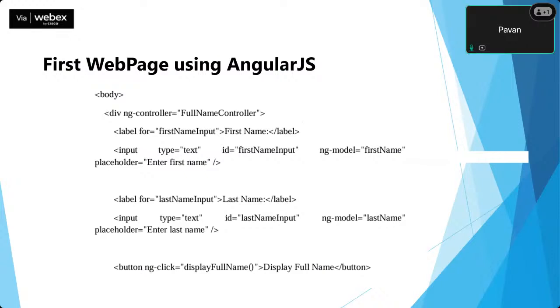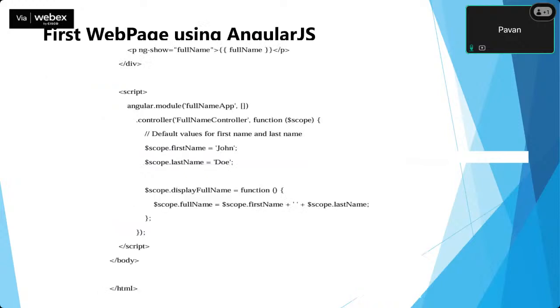After that, what will be present inside the button is display full name. It will be written inside the button, and while we press the button, it will call the function. And what the function will do is concatenate the first name and the last name. As it is going to show the concatenated string that is full name, that's why here we are mentioning inside the p tag ng-show. This directive is used to show what is present in a certain expression.